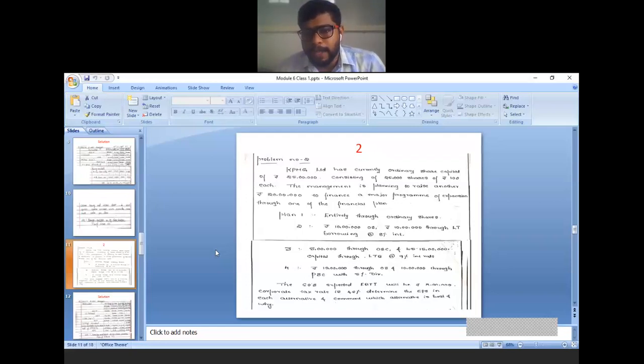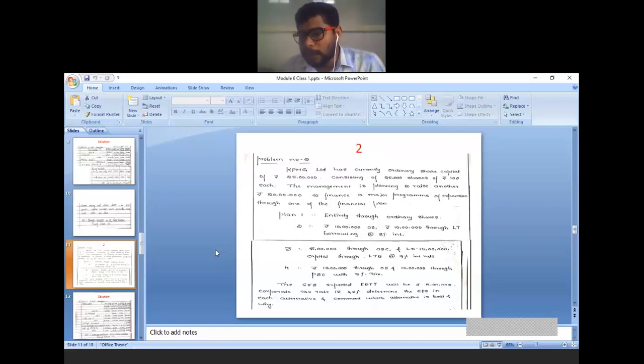KPMG Limited has currently ordinary share capital of rupees 25 lakh. Ordinary share capital means equity share capital, don't forget. First time we are using ordinary share capital in the place of equity share capital. So ordinary share capital is nothing but equity share capital. Currently ordinary share capital of rupees 25 lakh, consisting of 25,000 shares of rupees 100 each.